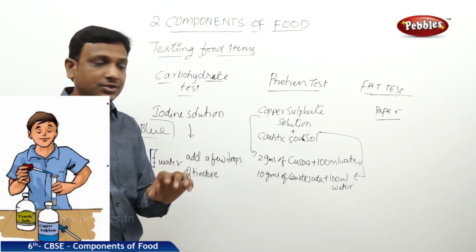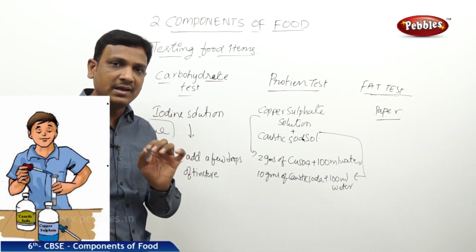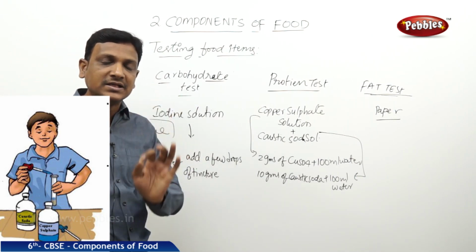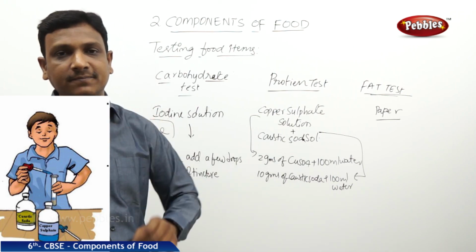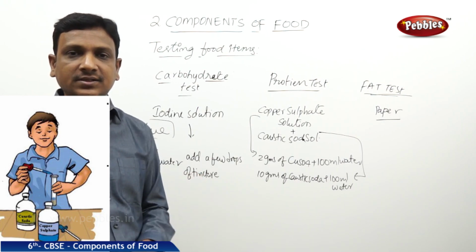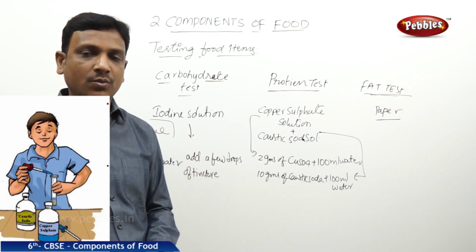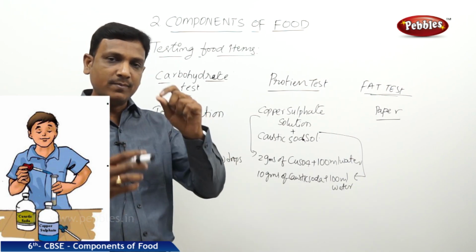If the color is changed to dark blue or deep blue, it indicates the sample contains carbohydrates. In this way, you can test the presence of carbohydrate in the given food item. You are given some food item and you are asked to test whether carbohydrate is present or not. What do you do? You take the food item and you make your sample ready.